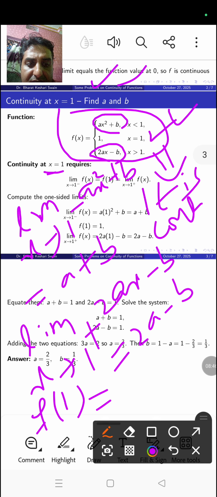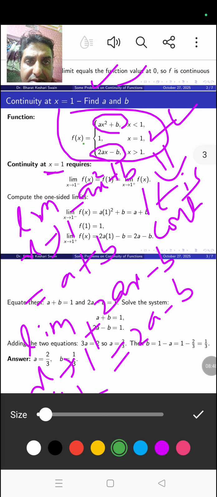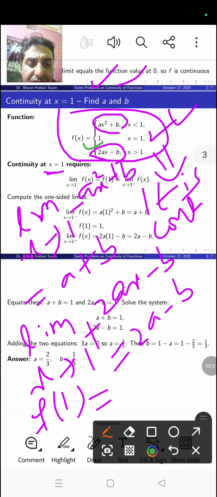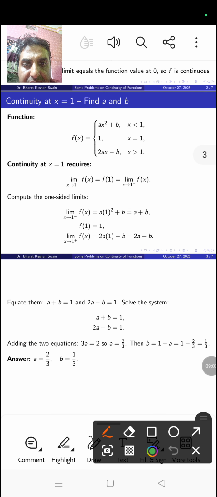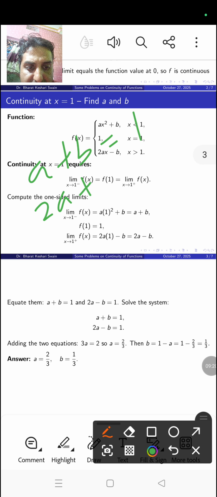When x equal to 1, function is defined as what? f of x equal to 1. So f of 1 is 1. Now these three must be equal: a plus b, 2a minus b, and that must be equal to 1. Okay, so what you got? We got a plus b is equal to 1, because your left hand limit must be equal to functional value. Then the right hand limit, 2a minus b, that must be 1.